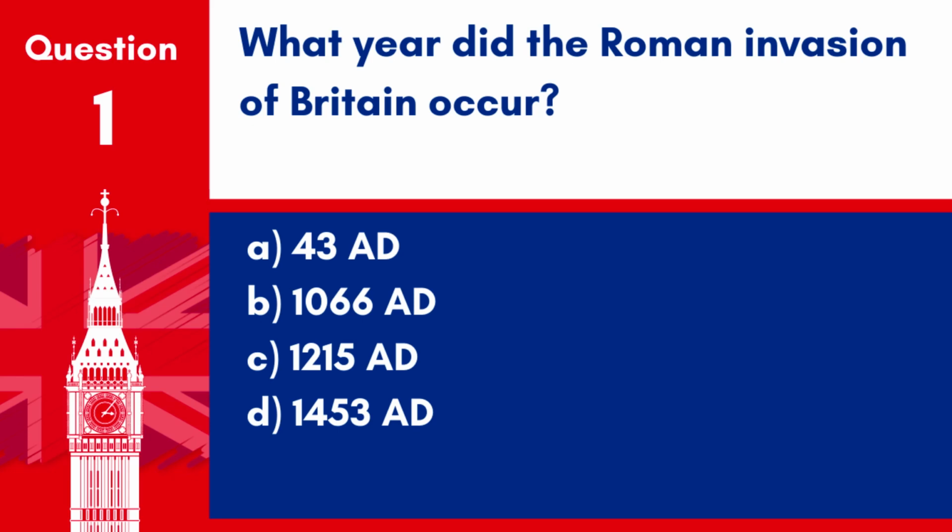Question 1. What year did the Roman invasion of Britain occur? A. 43 AD. B. 1066 AD. C. 1215 AD. D. 1453 AD. Answer: A. 43 AD. The Roman invasion of Britain began in 43 AD under Emperor Claudius.